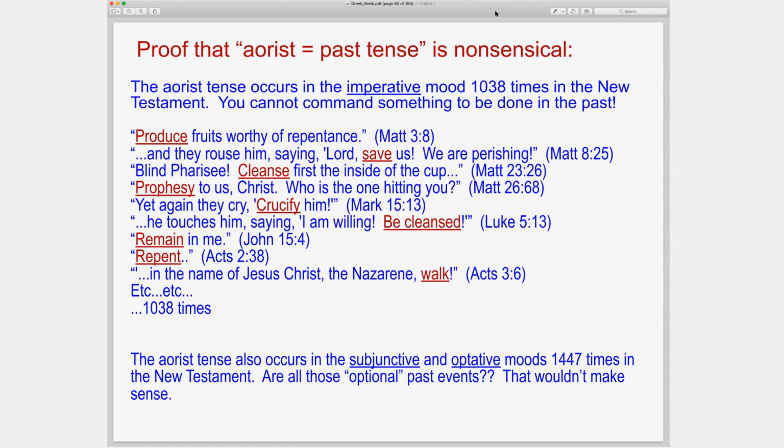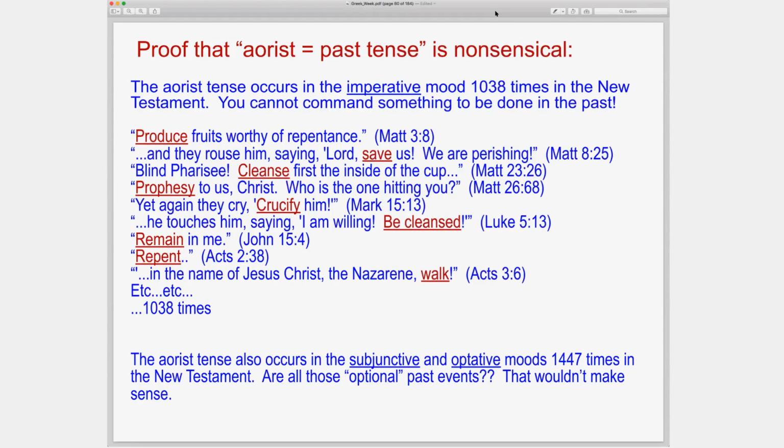"Blind Pharisee, cleanse first the inside of the cup." That is imperative. "Prophesy to us, Christ. Who is the one hitting you?" "Yet again they cried, crucify him." These are all aorist imperative.